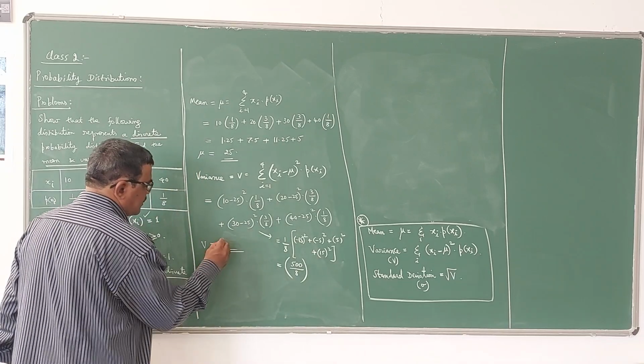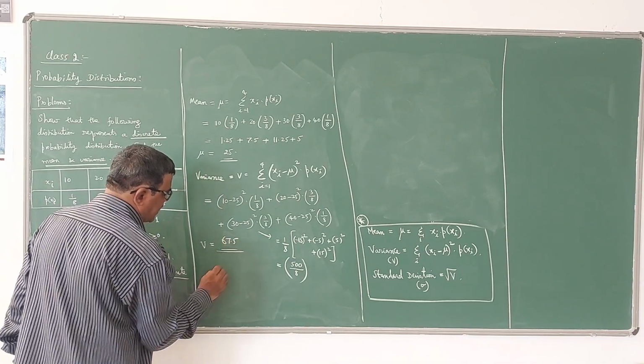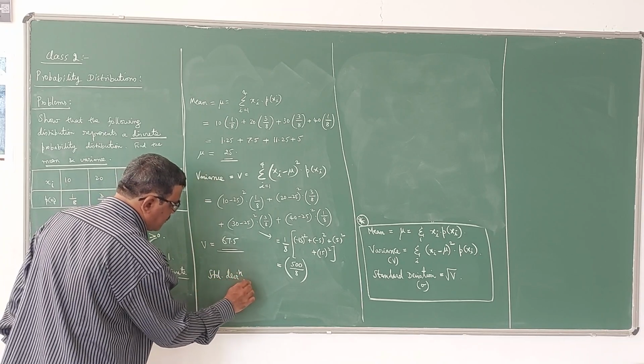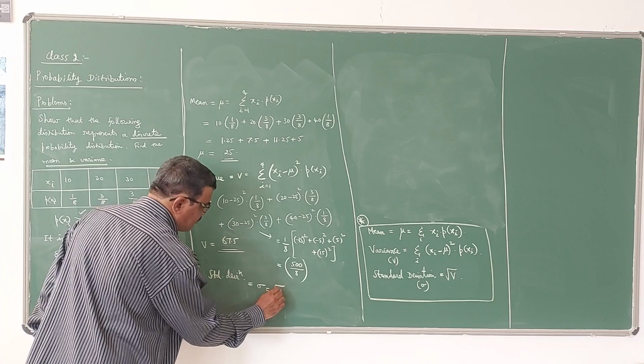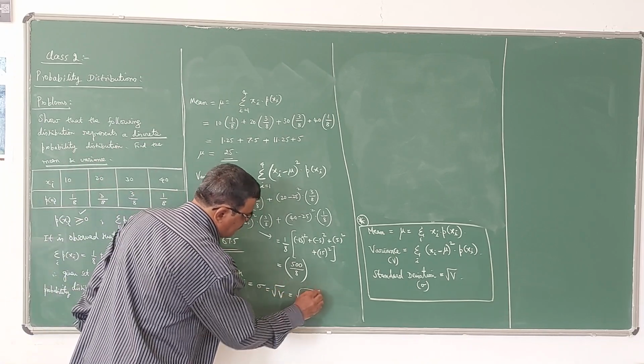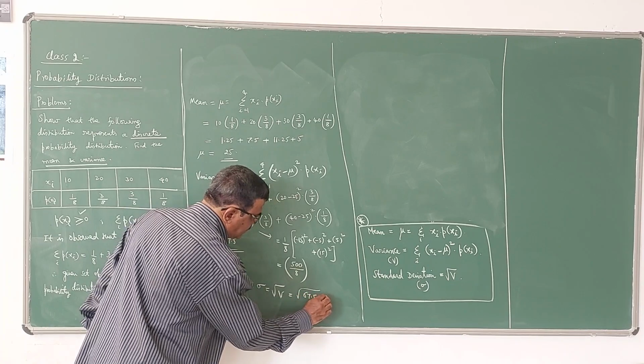And if you are asked to find the standard deviation, sigma is the square root of v. Square root of 67.5, which is 8 point something.